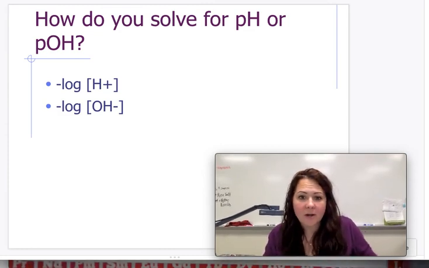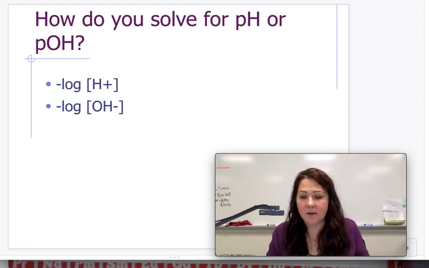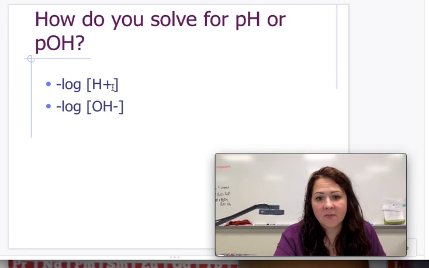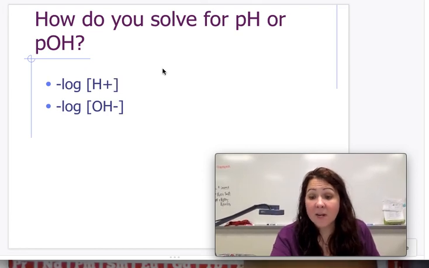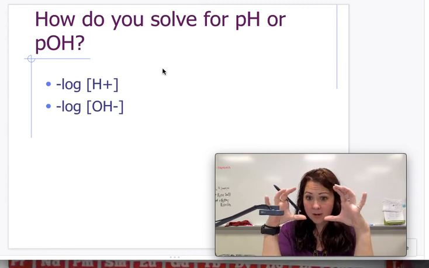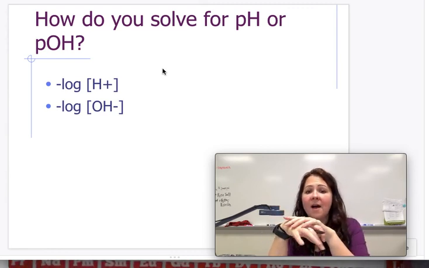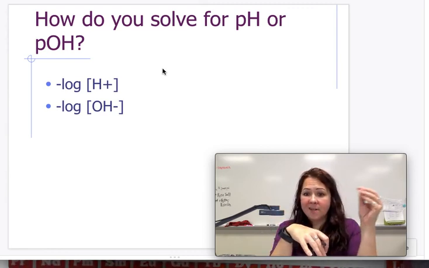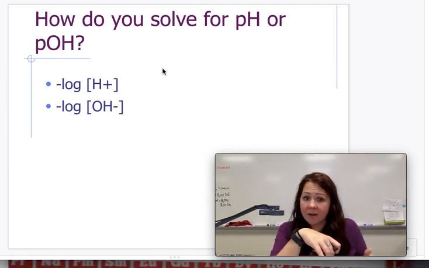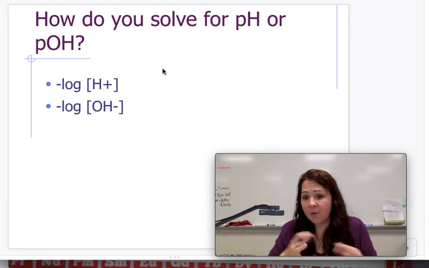So how we solve for this, you have two different formulas here depending on if they give you the hydrogen ion concentration or the hydroxide ion concentration. The little brackets here, you're going to find out in the next unit, these little brackets mean concentration. So that's a fancy way of writing the molarity. So you have the hydrogen ion concentration, you're going to take the negative log of that. You also have the negative log of the hydroxide ion concentration.